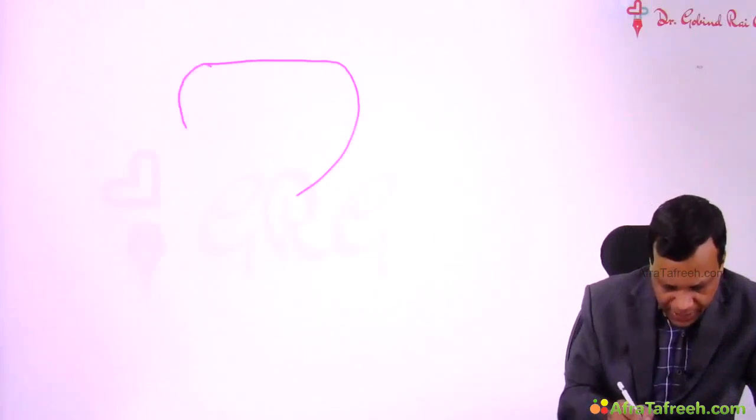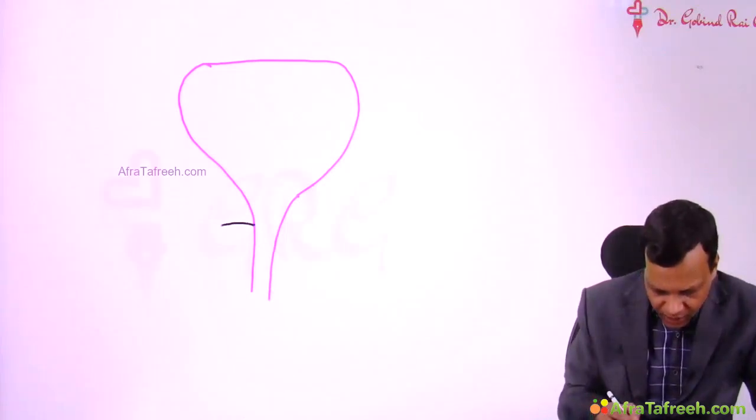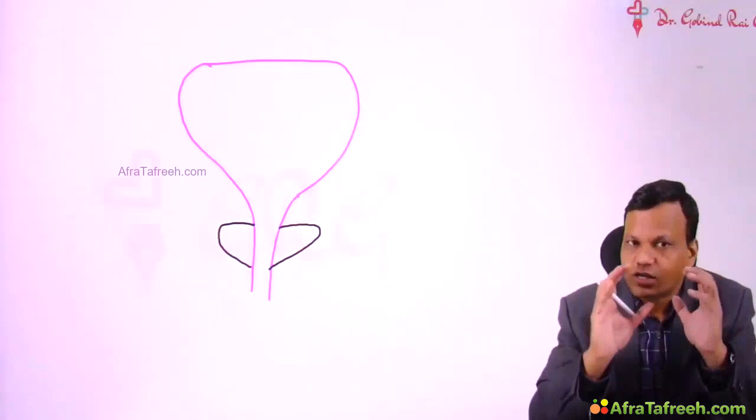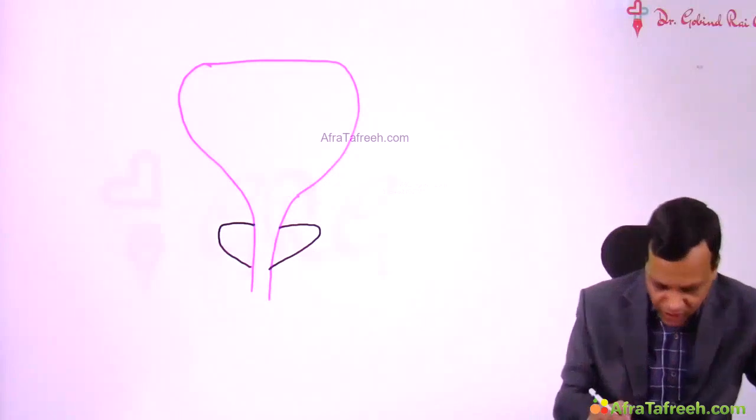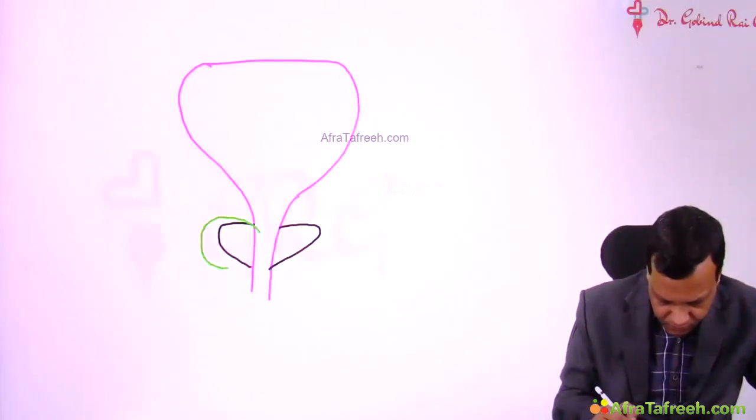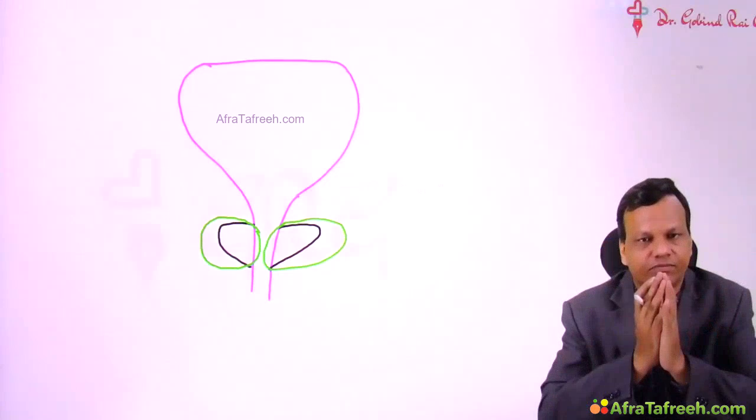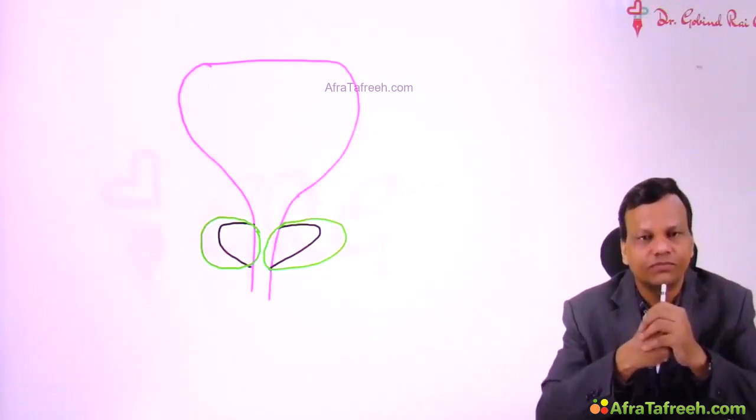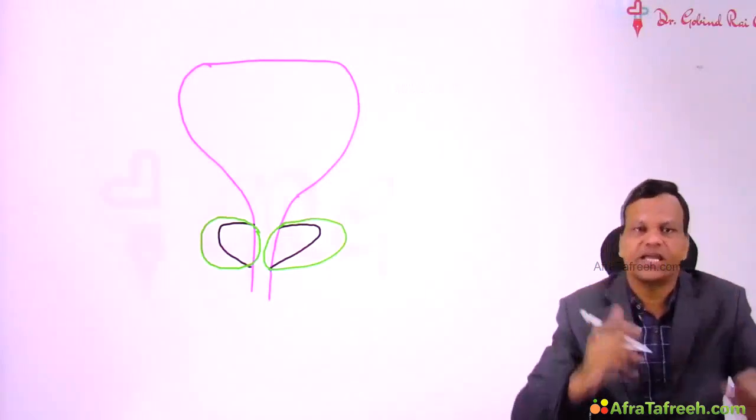In BPH, if we see, this is the bladder, this is the urethra, and around the urethra we have the prostate gland. Now when the prostate grows, it not only grows outside, but it also grows inside. So in BPH the prostate grows both outside as well as inside. When the prostate grows inside, it will cause obstruction of the urethral lumen. And when the urethral lumen is obstructed, it decreases urine outflow, and urinary retention can occur.